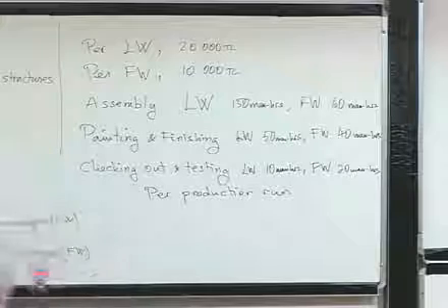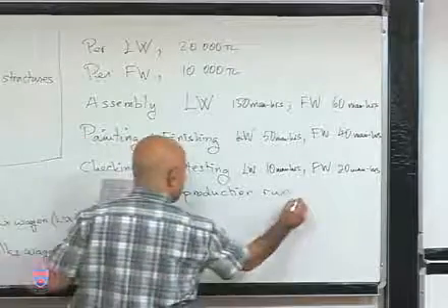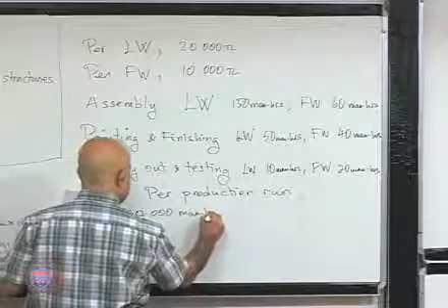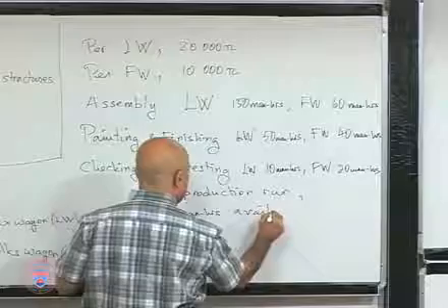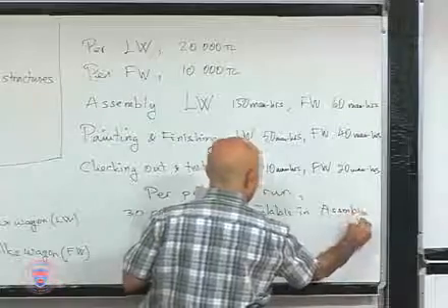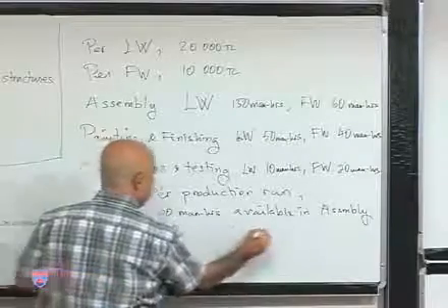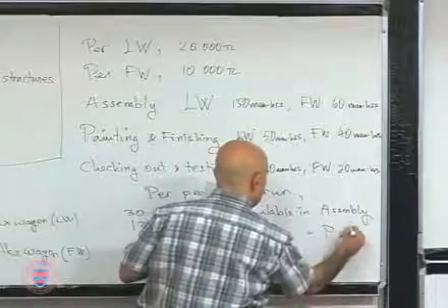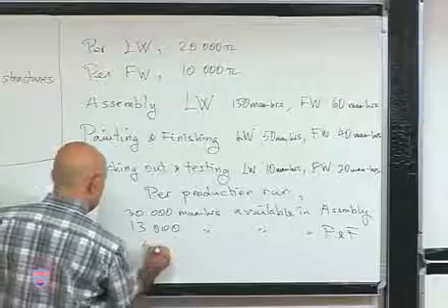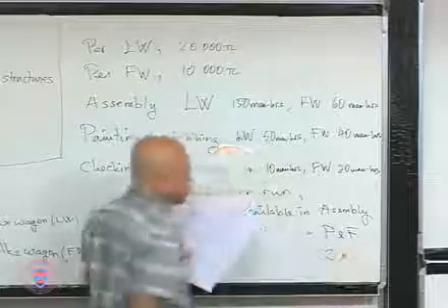Now, per production run, which could be a weekly or monthly production, we've got 30,000 man-hours available in the assembly division. And 13,000 man-hours available in the painting and finishing department, and 6,000 man-hours available in the checking out and testing division.